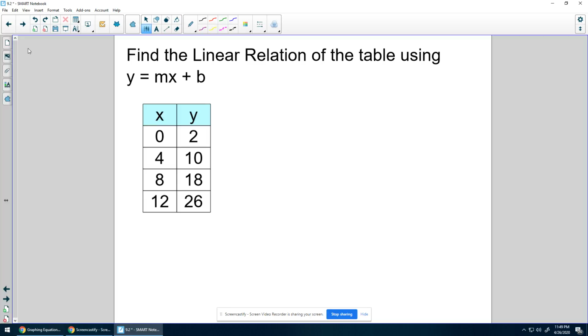Find the linear relation of the table using y equals mx plus b. This is very similar, but just instead of us going only up by 1 with the x values, we're going up by 4. So I'd like you to pause the video and give this a try on your own. If you have no clue, that's fine. You can continue on and try watching the solution, but I suggest you pause and give it a try.